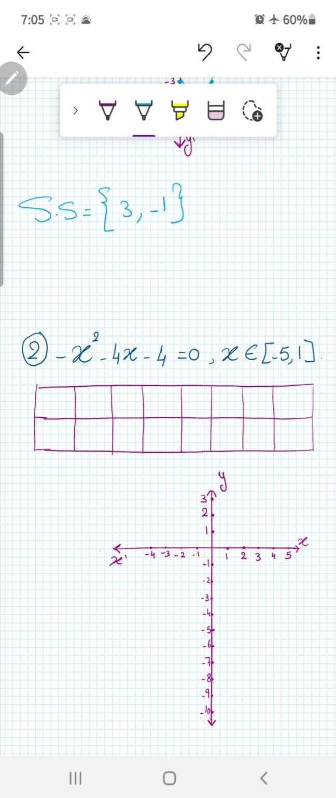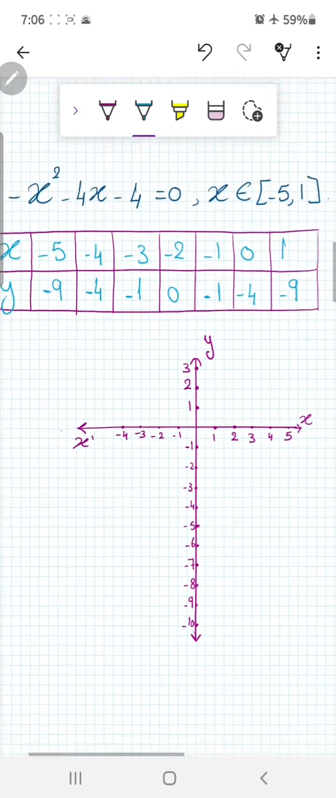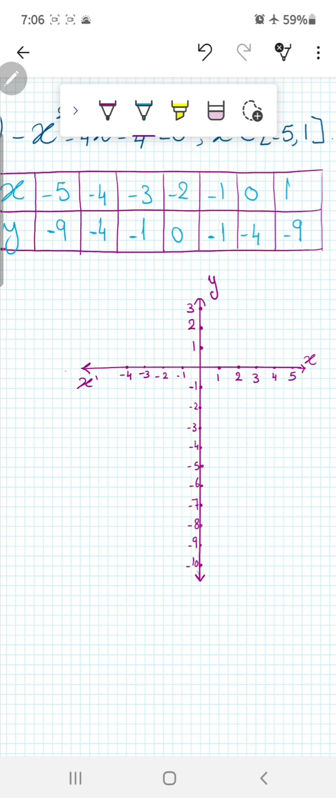f of x equals negative x power 2 minus 4x minus 4. And here we have the interval from negative 5 to 1. So here we have x and y: negative 5, negative 4, negative 3, negative 2, negative 1, 0, and 1. Using your calculator, we have the values negative 9, negative 4, negative 1, 0, negative 1, negative 4, and negative 9. And also represent it on the diagram x and y.